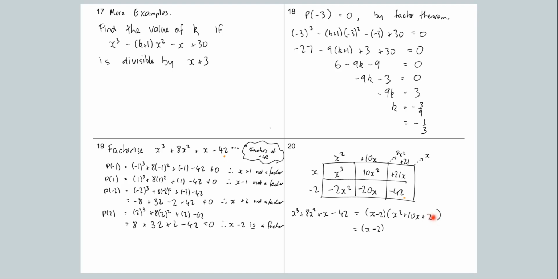So 7 times 3 is 21, and 7 plus 3 is 10. So now I can factorize it fully to x plus 7 times x plus 3, and now it is fully factorized.